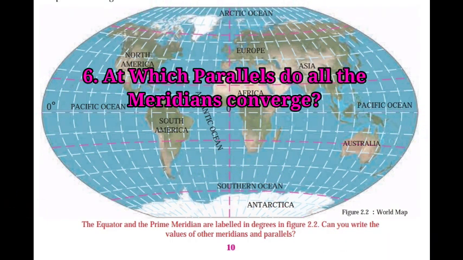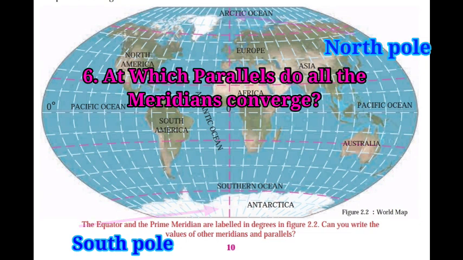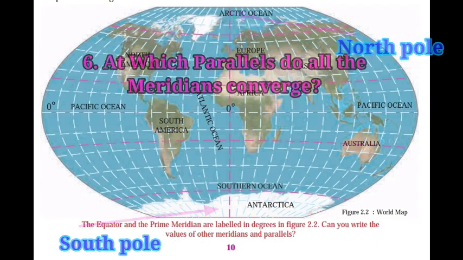Question number 6: At which parallel do all the meridians converge? We learned in the last lesson that all the meridians converge at two points, the North Pole and the South Pole. So students, with the help of these question answers, we again revised the basic concepts of the last lesson. Now in this lesson we are going to learn how we use the graticule for determining the places on the earth.